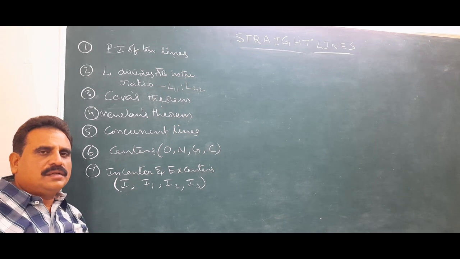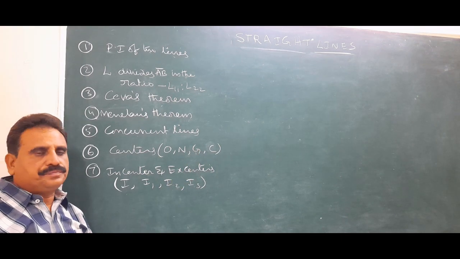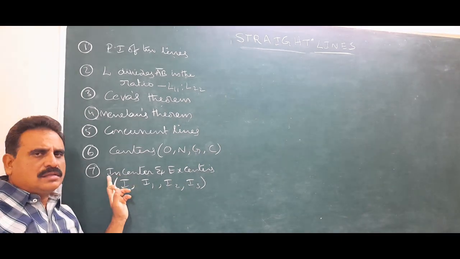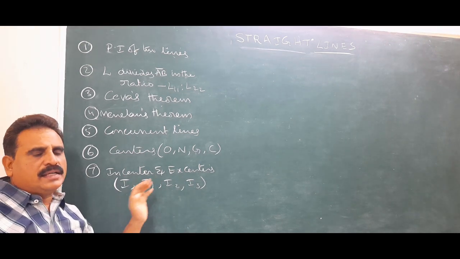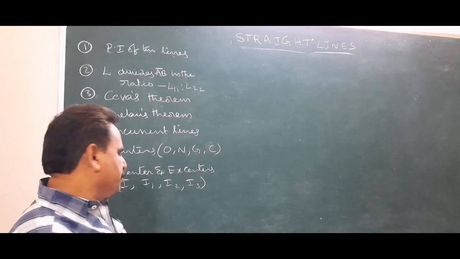Orthocenter, nine-point circle center, centroid, circumcenter. Next, last, incenter and excenters: incenter I and excenters I1, I2, I3.